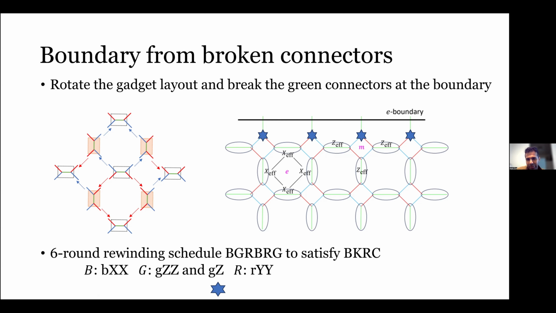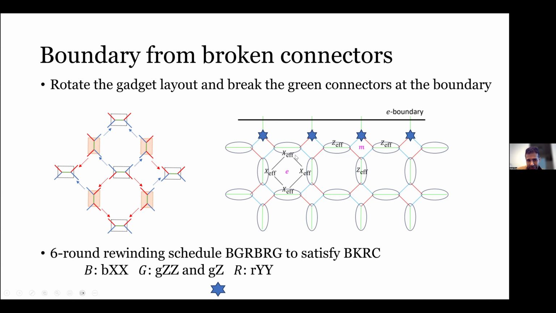One of the right schedules in this case is again a 6-round schedule, and it's a 6-round rewinding schedule, which kind of does this. You first measure things on the blue bonds, then the green bonds, then red, and then blue, and then you go back to red and then green. Whenever you see a broken connector, that means you are measuring half of that broken connector. So here, if you see a green bond, you measure just half of that. So that's a single qubit measurement.